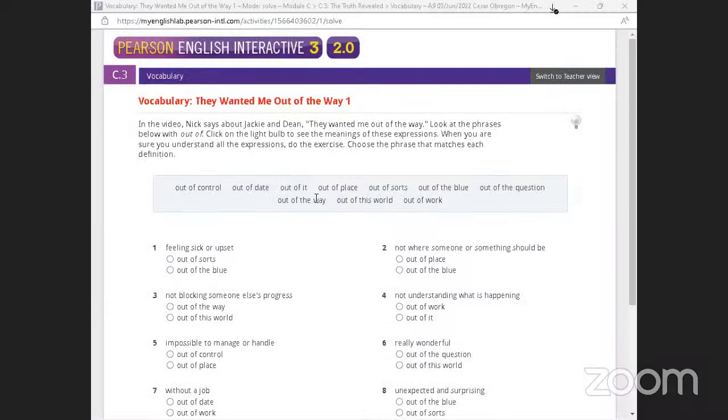So they wanted me out of the way. In the video, Nick says about Jackie and Dean, they wanted me out of the way. Look at the phrases below with out of. Click on the link to see the meanings of these expressions. When you are sure you understand all the expressions, do the exercises and complete the matches. Okay, so let's review the vocabulary.